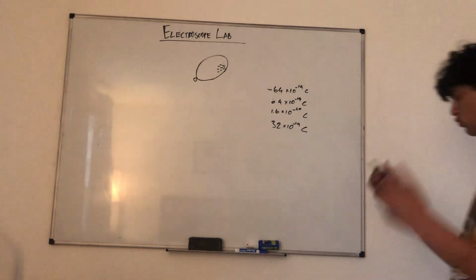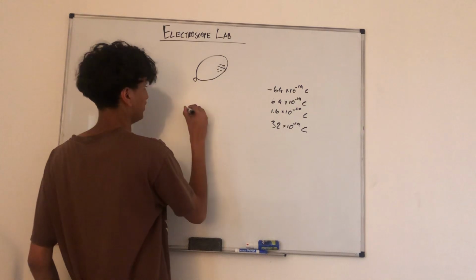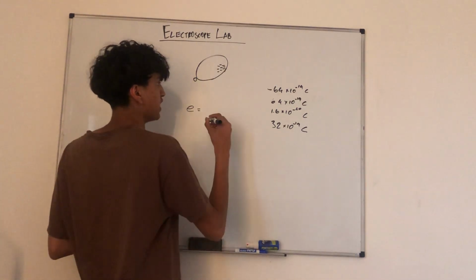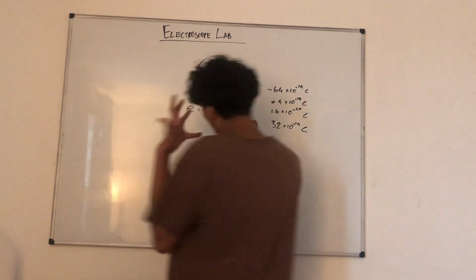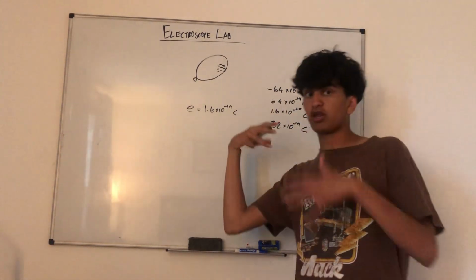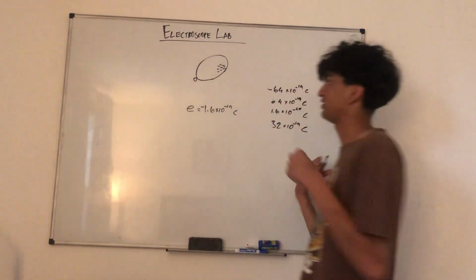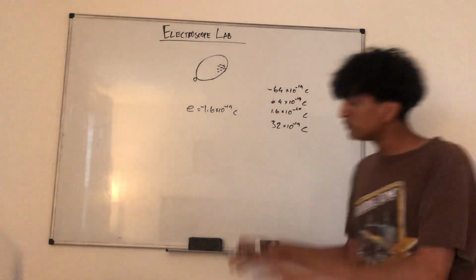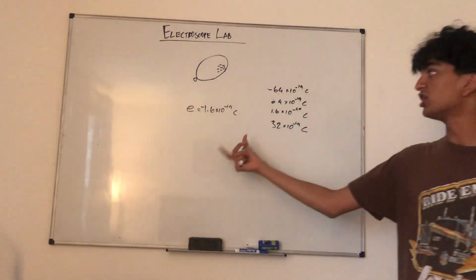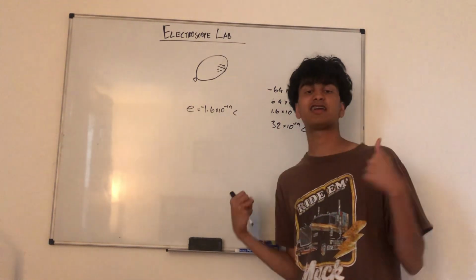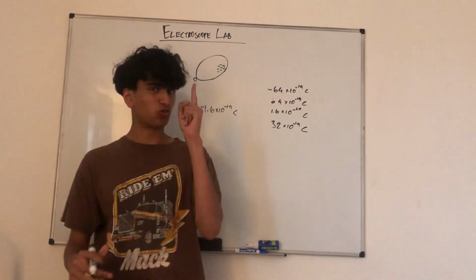But remember, the fundamental unit of charge, we use the letter e sometimes for that, is equal to 1.6 times 10 to the negative 19th coulombs. That's the amount of charge on a proton, and the amount of charge on an electron would be negative 1.6 times 10 to the negative 19th. What this means is you can never have less than this amount of charge. If you have less than that, that means you have less than an electron or less than a proton, and you've got to have at least one.